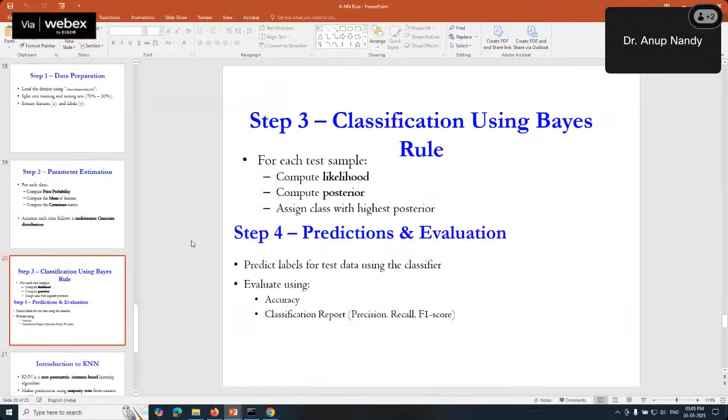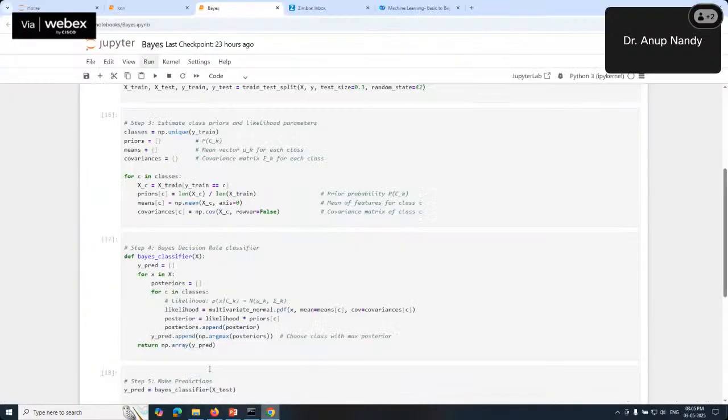And for each test sample we need to compute the likelihood and posterior. Now we'll see how this can be calculated. For this, we have to estimate the class prior and the likelihood function. So we need to calculate the prior, then the mean, and the covariance: the mean vector for each class, the covariance matrix for each class, and the prior probability.